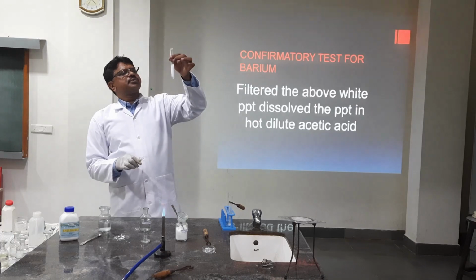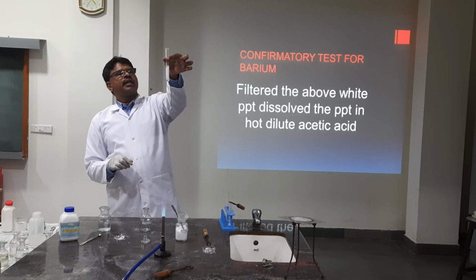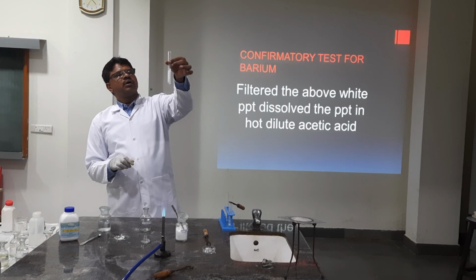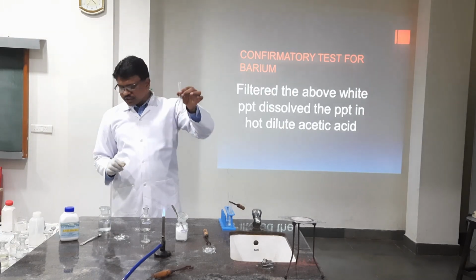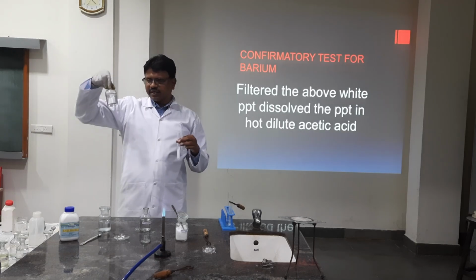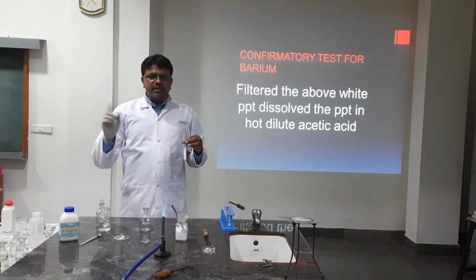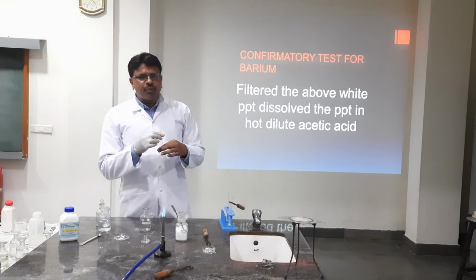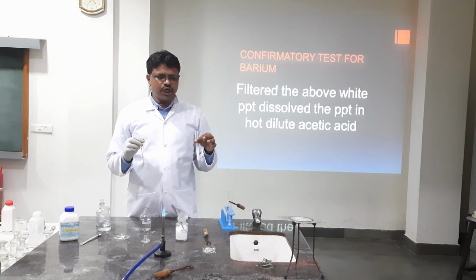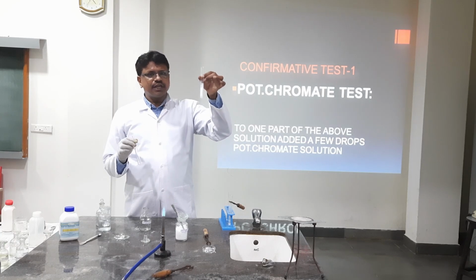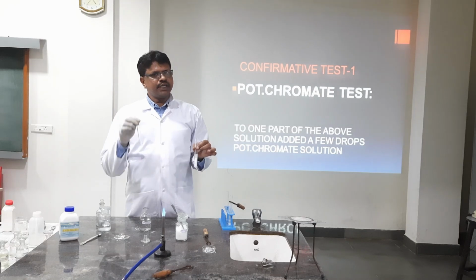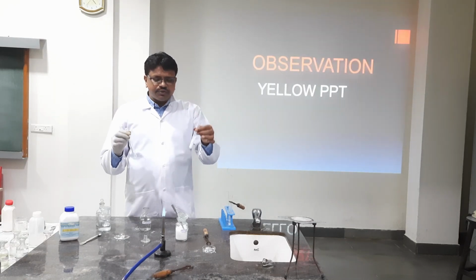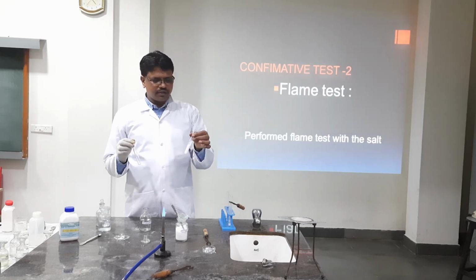So actually this white precipitate is going to form a curdy-like precipitate. It is going to settle down. Then we should go for decantation or filtration to collect that white precipitate. That white precipitate is to be dissolved in acetic acid. Then you should pass potassium chromate. What is the formula of potassium chromate? K2CrO4. If that white precipitate gives yellow color, that confirms presence of Ba2+ ion. That is one confirmatory test. Another confirmatory test we can go for is the flame test. That already we have done.